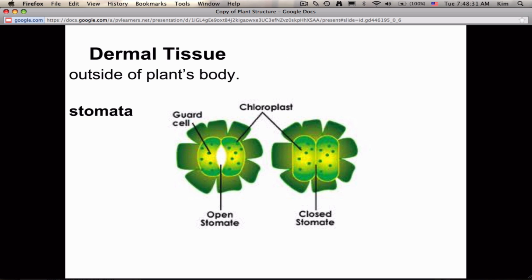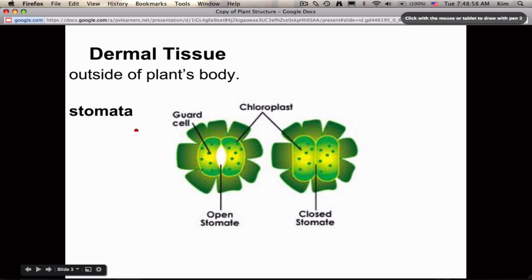So dermal tissue is the outside of the plant's body. This is all of the outside of the body, so whether it's the stem or the leaves, they have this outer layer called dermal tissue. And one of the most important parts of that dermal tissue is called stomata. And stomata are openings that are on the surface of the leaves.